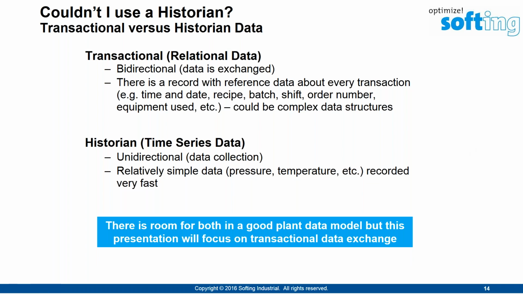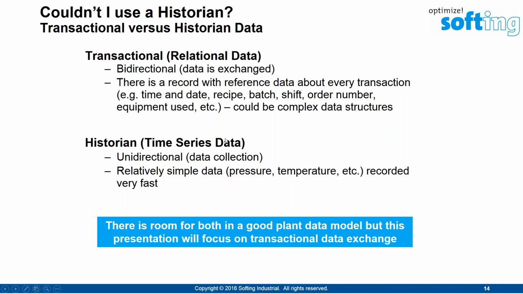Now, some people think about tManager as a historian, and it's actually not a historian. The tManager was designed to handle transactional data. In transactional or relational data, transactions can go both ways. So you can do a recipe download or just upload process data onto a database. And it's ideal for storing contextual data about processes.